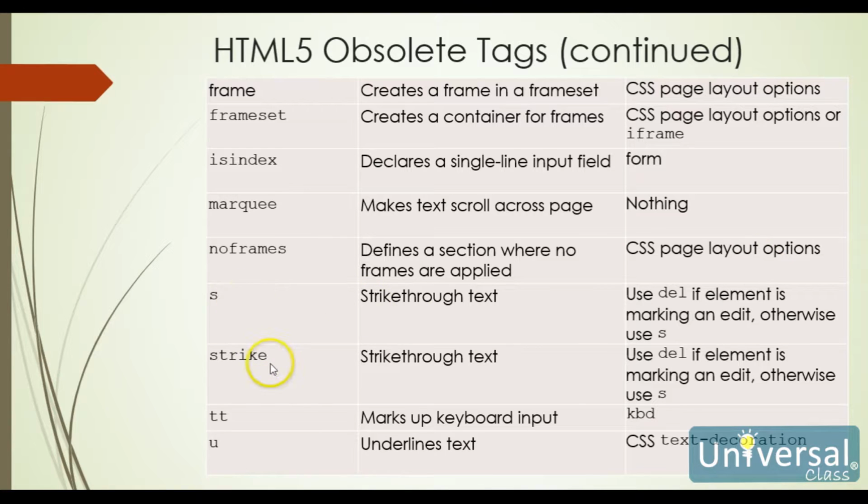We had S and strike, and these two would actually strike through text. In the new HTML5 standards, we're supposed to use DEL if it's something that's to be marked as deleted. So if we're marking on a page that this thing is striked through because it's to be removed, we do DEL. Otherwise, we're going to use S for a strike through. We had TT, which would mark up the text so that it looked like something that was input on a keyboard. Instead, now we have a KBD tag. And then the last one that's listed is underlining. This is a U, and now we should be using the CSS text decoration.